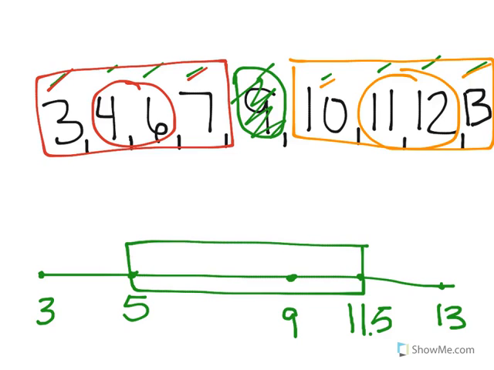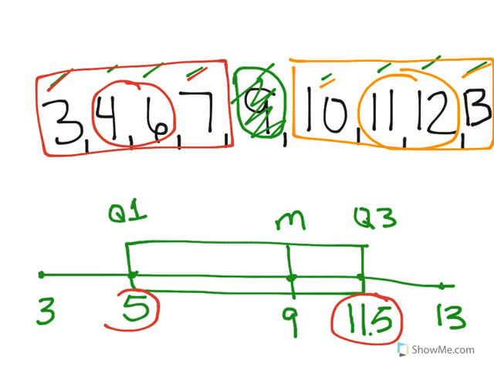That's my Q1. And there's my median. Q1, Q3, here's my median. If I wanted to know the interquartile range, I would subtract 11 and a half by 5, and get 6 and a half for my interquartile range.